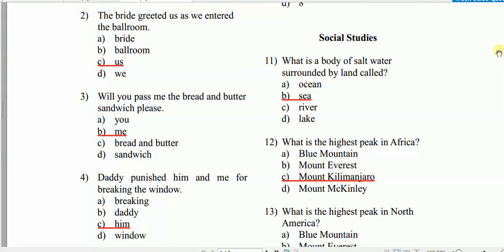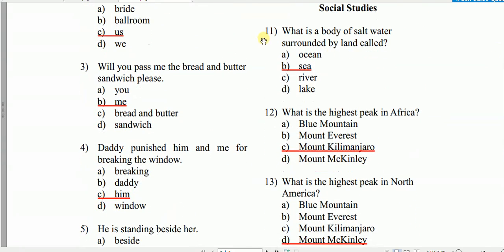Okay, we move now to social studies. It says at number 11, what is a body of salt water that is surrounded by land called? And that would be a sea. Yes, any body of salt water that is surrounded by land is called a sea. We have what we call landlocked seas. The Dead Sea and the Sea of Galilee are landlocked seas. Now, if it has salty water, then it is a sea.